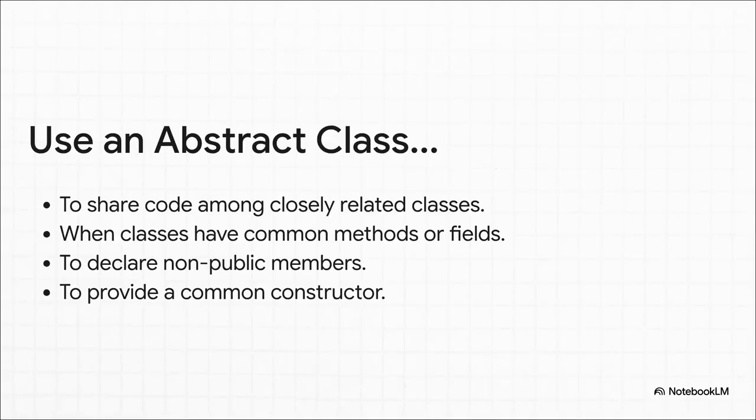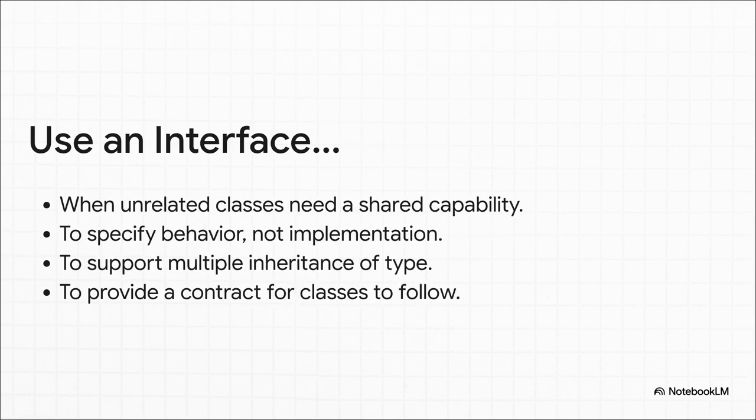You should choose an abstract class when your objects are very closely related and share a common identity. If you have a checking account and a savings account, they both really are types of account. So an abstract class makes perfect sense there because they'll share fields and logic. And you should use an interface when totally unrelated classes need to share capability. A document, a customer record, and an image file are all completely different things, but they could all implement an iSavable interface. You see? You're defining what a class can do, not what it is.